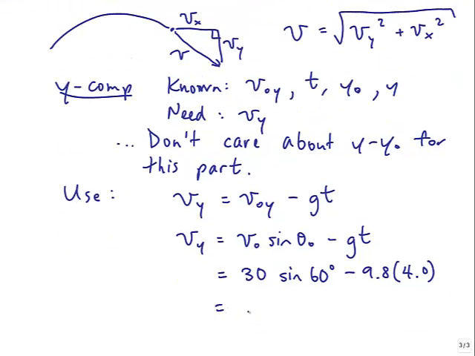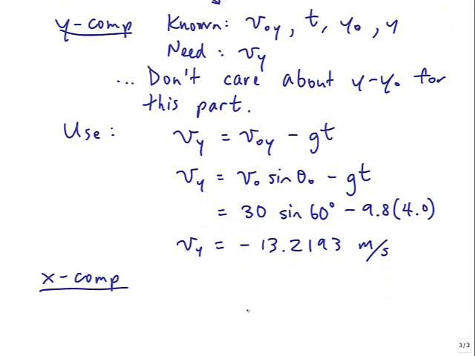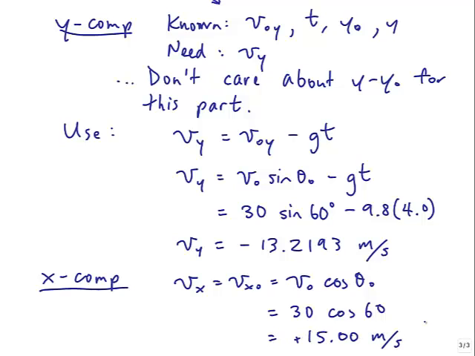Vy is equal to negative 13.2193 meters per second. So for the x component, we know that the velocity doesn't change. The final is equal to the initial. It's 30 times cos 60. Plugging that into my calculator, I got 15 meters per second.